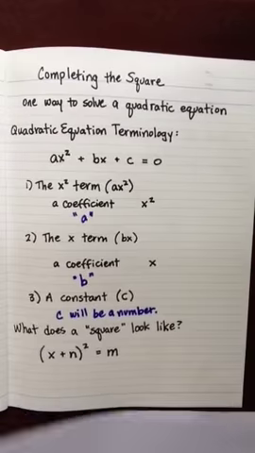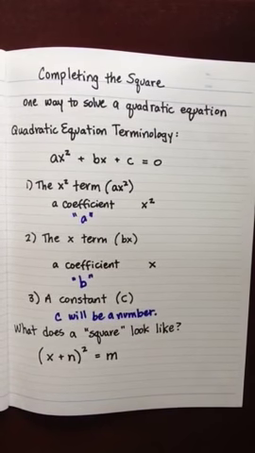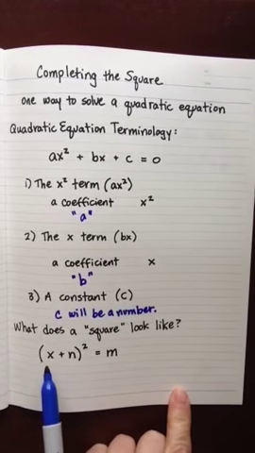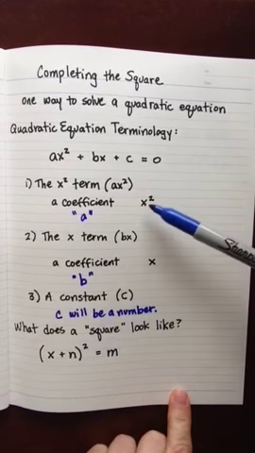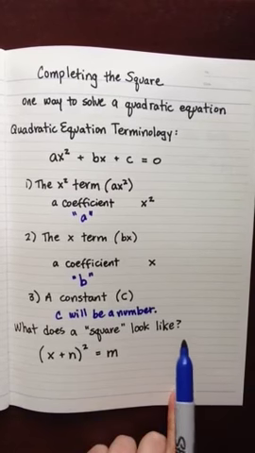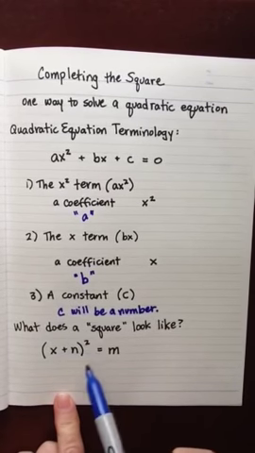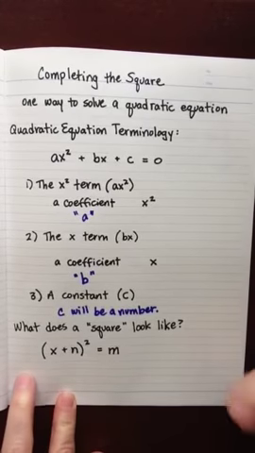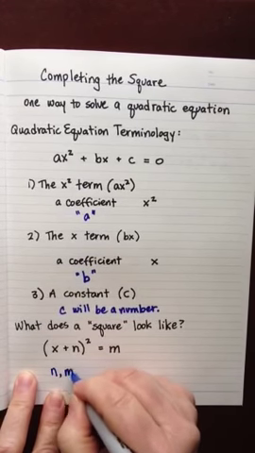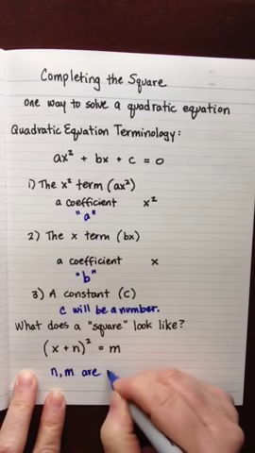So what does a square look like? When they talk about completing the square, that means that the square looks like this: x, which is the variable in the quadratic equation, plus n, which is a number, the whole quantity squared, equals m, which is another number. So n and m are numbers.